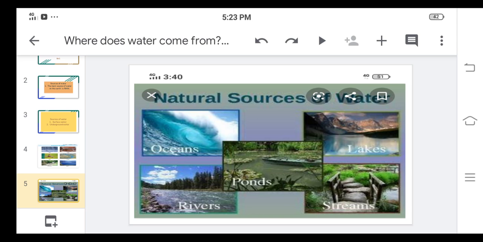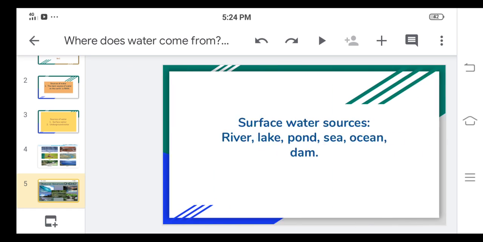In these sources of water, we can again say there are natural sources and man-made sources. Natural sources means those which are available naturally in the environment. And the sources which are made by people, we call man-made sources. So these rivers, ponds, lakes, streams, oceans are not man-made, they are naturally available in the environment. So these are examples of natural sources of water.